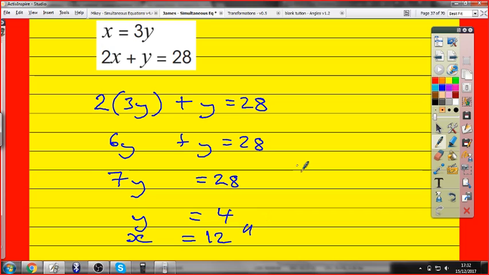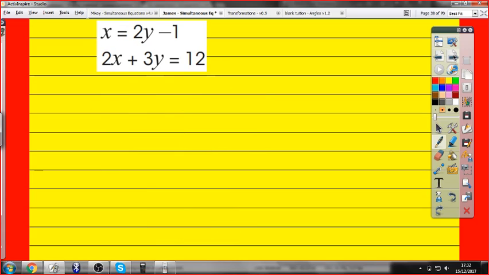That's it. So sometimes it takes some manipulating, but it's basically 2 times x. X is 3y, so it's 2 times 3y. And you go from having 2 equations with 2 unknowns to 1 equation with 1 unknown, and you can then just solve it. Okay, how can we do this one? This is a new question. So x equals 2y minus 1. Wait, would you have to do the multiplying thing again? No. Okay, how would you do that?